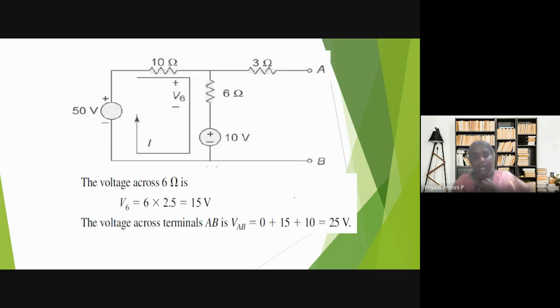From the 2.5 amps, I can find the drop across this. If I multiply with the 6 ohms, 6 into 2.5, that is 15 volt. So 15 volt plus 10 volt is 25 volt. So the voltage drop across A and B is 25 volt. So what is the Thevenin's voltage? 25 volt. Yes, this is another way. If I have more than two sources, I can find it by using this method. Okay, thank you everyone.